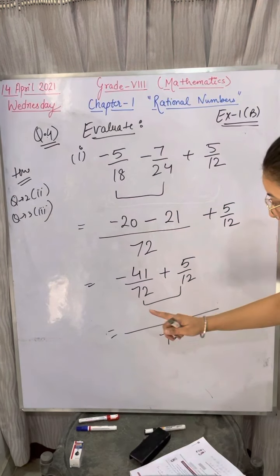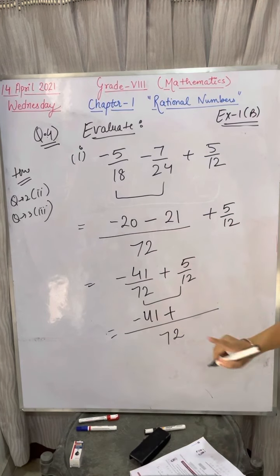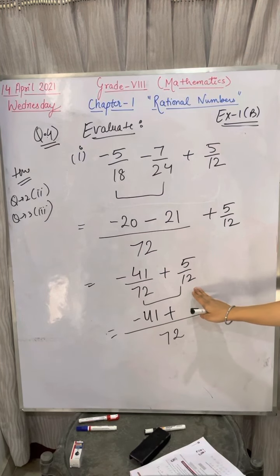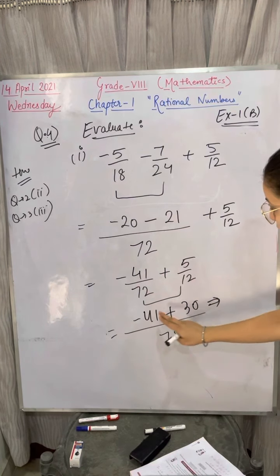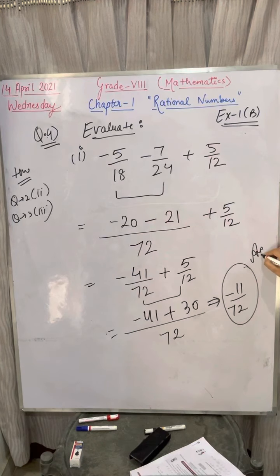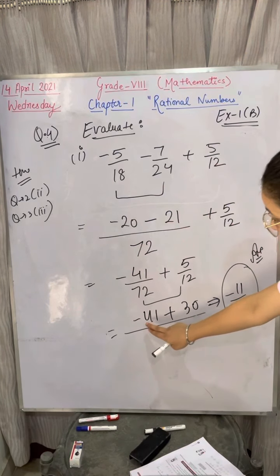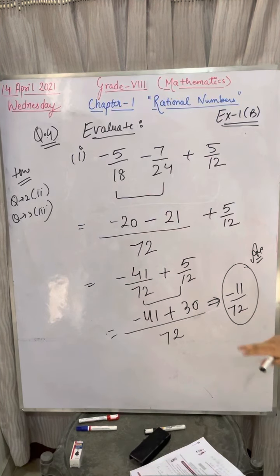Now 72 divided by 72, 1 and 1 into 41, 41. Okay, plus 12 divided by 72, 72 is going on 12 on which number? 6. Very good. And 6 5s are 30, right, is equals to 41 minus 30. 41 minus 30, how much? Yes, minus 11 upon 72. This is your answer. Okay, so minus sign will come because 41 is bigger, 30 is smaller. So answer will be minus 11 upon 72.